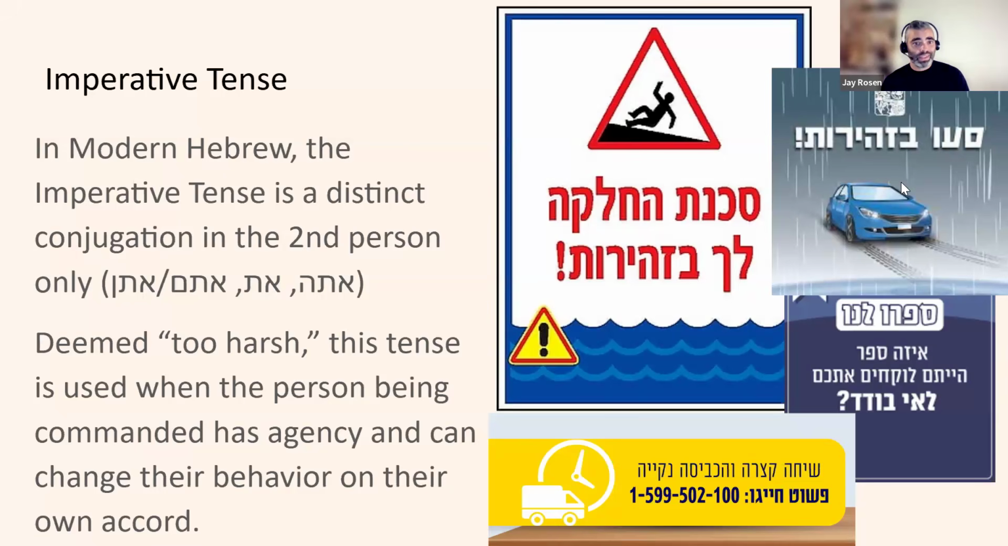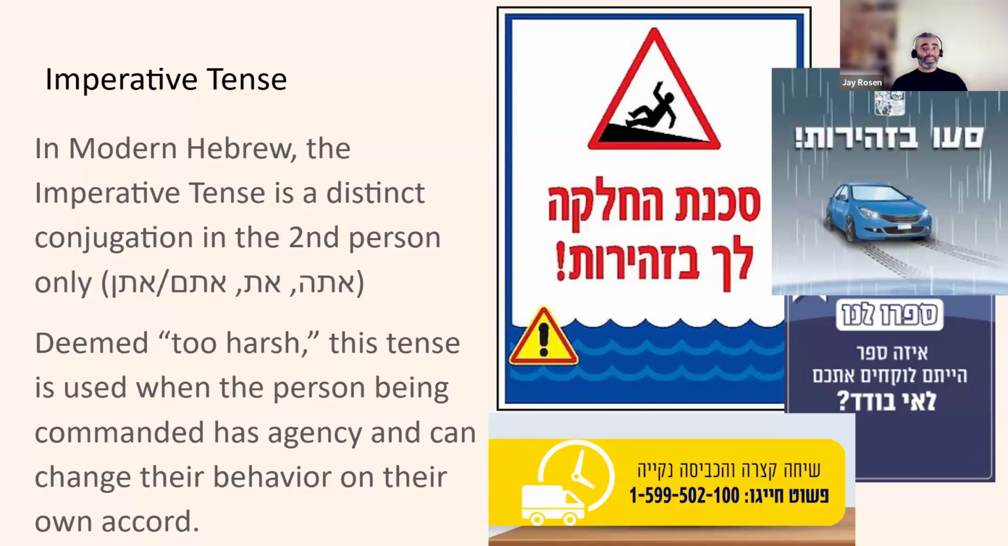Se'u bezehirut. Se'u is the imperative tense, second person plural, of the verb linsoa. Linsoa is to travel a long distance. In this example, as you can see here, there's both a car, there are tread marks on the ground, and that is rain falling. Se'u bezehirut, travel with caution. Travel carefully. It's saying when it rains out, travel carefully or travel with caution. Se'u bezehirut. And you see each time, an exclamation point. The imperative or the command is simply the exclamation point.